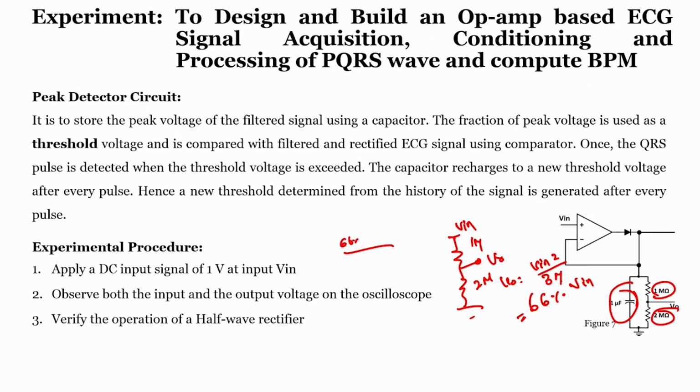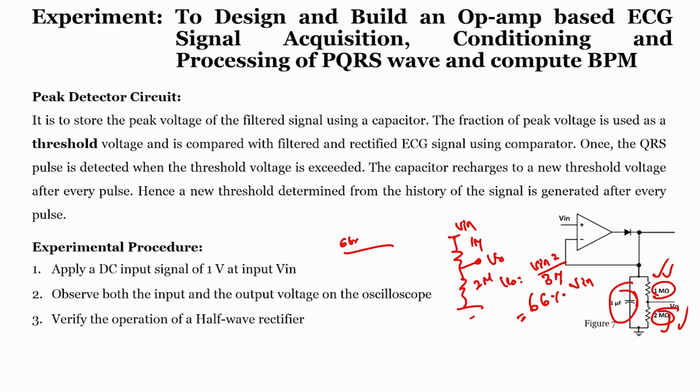If you want to set it at 75% or at 50%, we can change the resistance values in such a way that it will give 70% or 65%, whatever percentage of thresholding we require. Now, why are we choosing 1 mega and 2 mega resistance? Why not 1 kilo, 2 kilo, 100 ohms, 200 ohms?